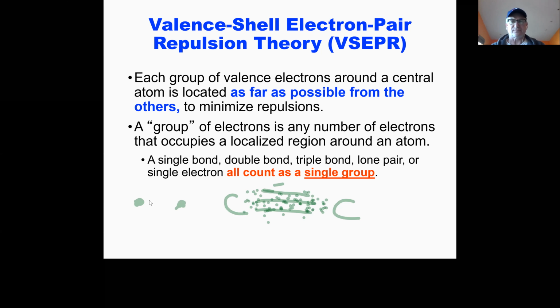And so we can imagine that this group with a triple bond has a lot more repulsive power than either a single bond or a double bond, because there's 3 times as many electrons in there. That density is much higher. It's going to repel other groups a lot more than a single bond would.